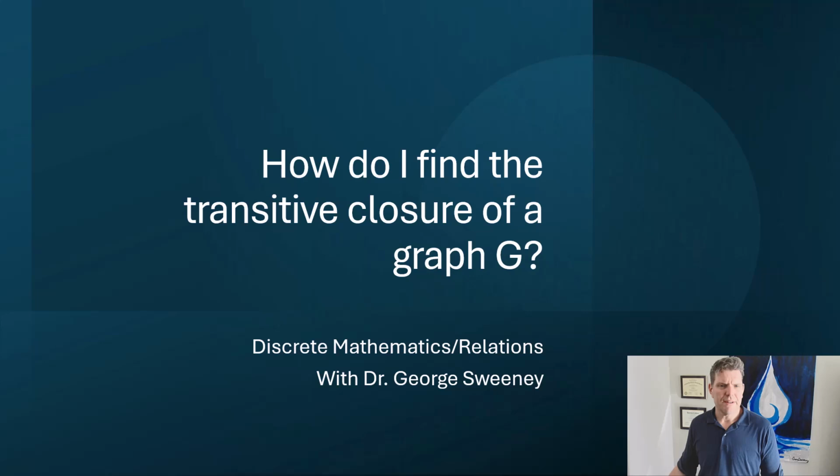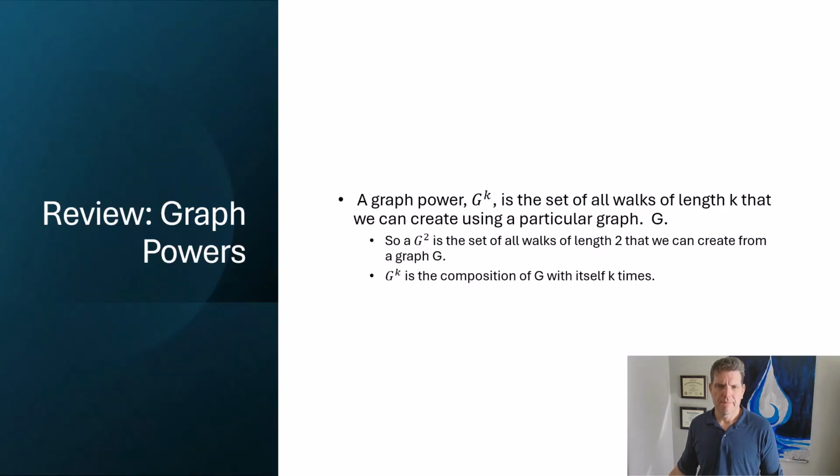How do I find the transitive closure of a graph G? First, I want to review what graph powers are. A graph power, G to the K, is the set of all walks of length K that we can create using a particular graph G. So G squared is the set of all walks of length 2 that we can create from a graph G. G to the K is the composition of G with itself K times.